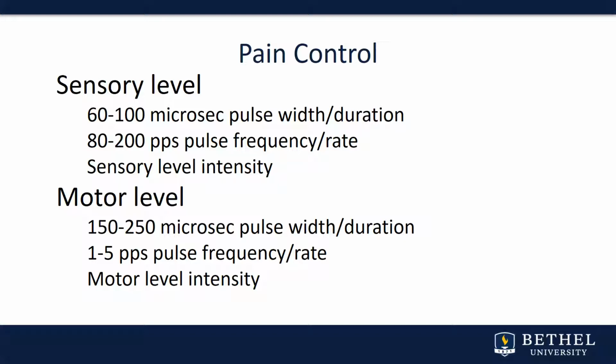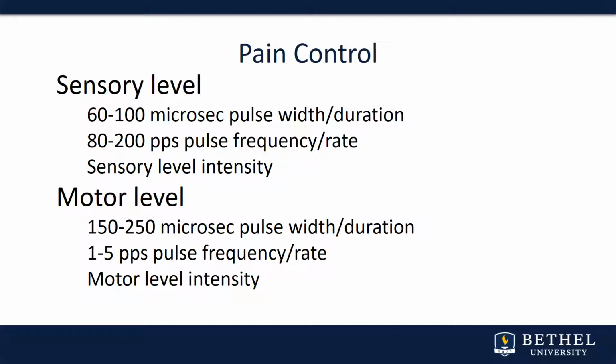Then under motor level pain control, we might use these settings if we didn't get good results from sensory level, or somebody has chronic pain and they respond maybe better to motor level pain control, or it lasts a little bit longer. Our parameters are 150 to 250 microseconds for our pulse width or duration, so a little longer current duration. The frequency, however, drops to 1 to 5 pulses per second, so you'll actually be able to see the muscle twitch with these parameters.